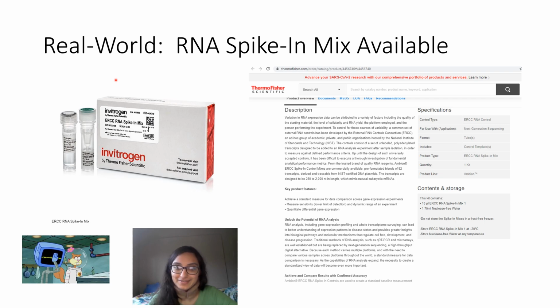So in the real world, as I was mentioning, you can see the RNA spike-in mixes that are available. This is an example by Thermo Fisher Scientific. You can buy this here. What they're saying is that there's variation in RNA expression data. There can be all sorts of factors like quality of the starting material, level of cellularity, RNA yield, platform employed. There are so many sources.